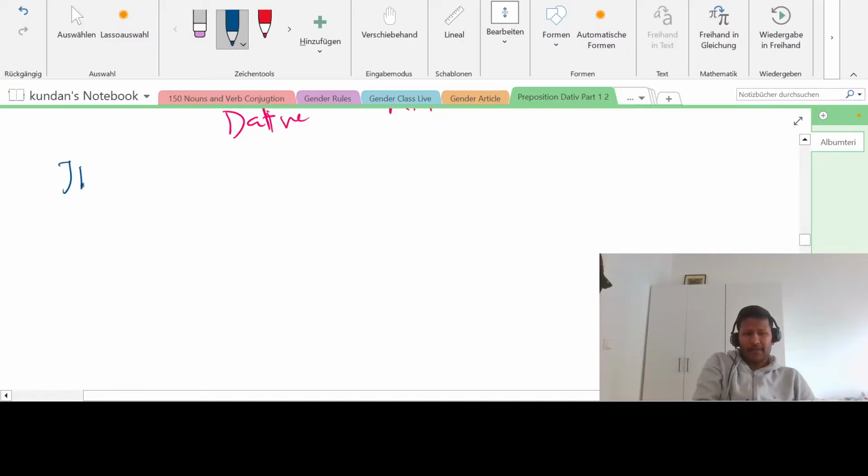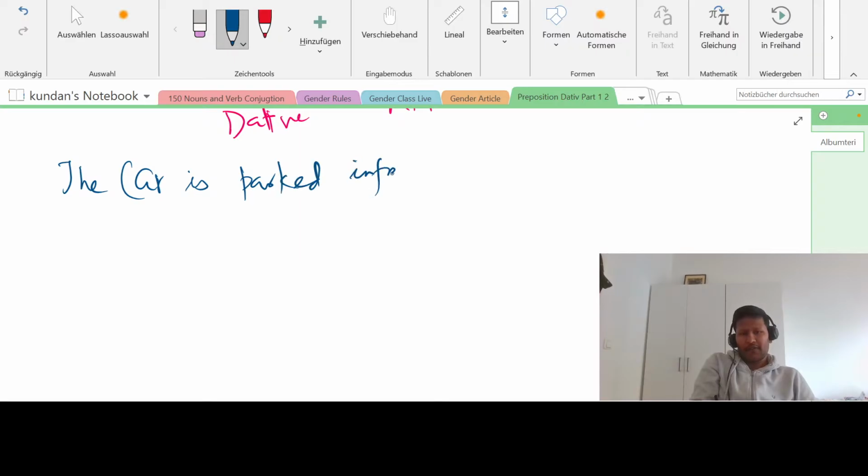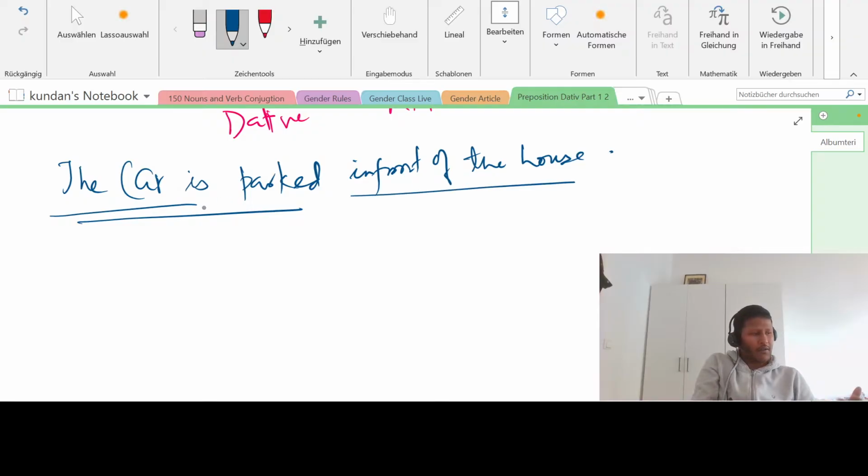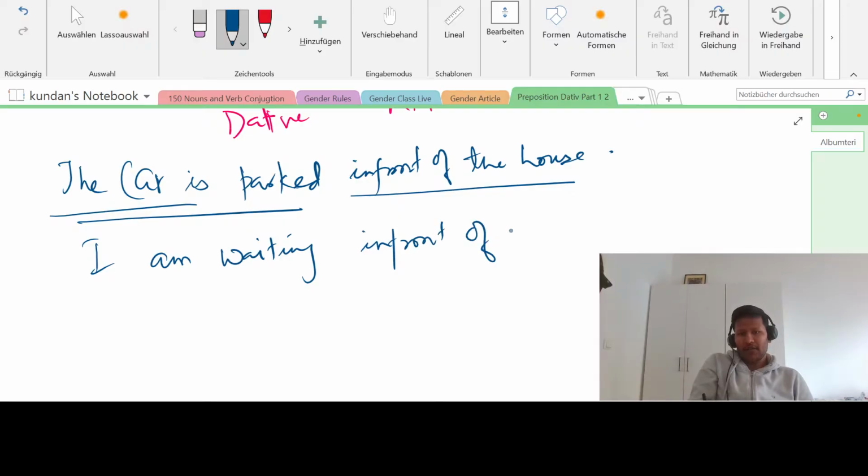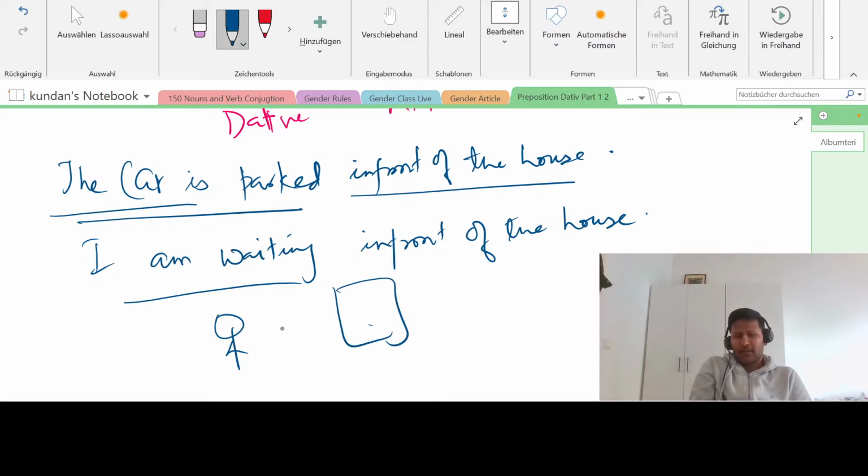So now if I say the car is parked in front of the house, for example. Okay. So the car is parked in front of the house. Or you can take I am waiting in front of the house. These two sentences. So now what is happening? This person is there and this is the house. He is here in front of the house. Is there any movement here? He's just standing here or waiting, right?